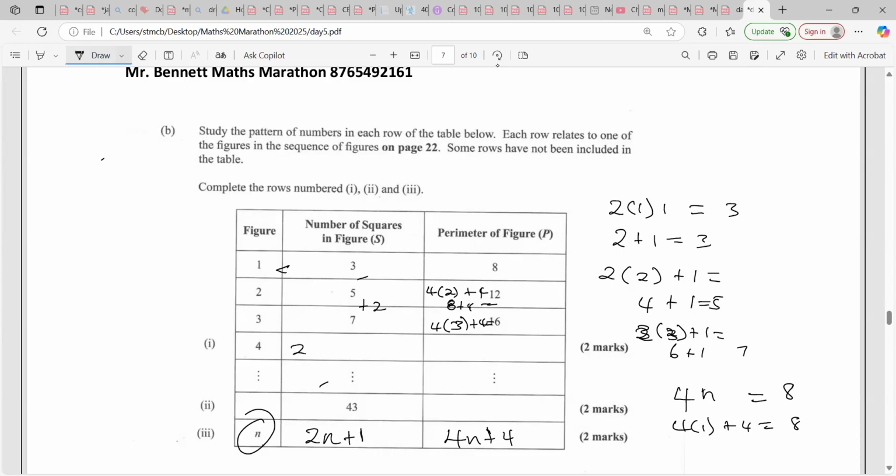Because we can just say 2 times 4 plus 1, this will give us 9. And for this one, I multiply by 4. So 4 times 4 plus 4. 4 fours are 16, and then 20. So let me see what most people get for this.